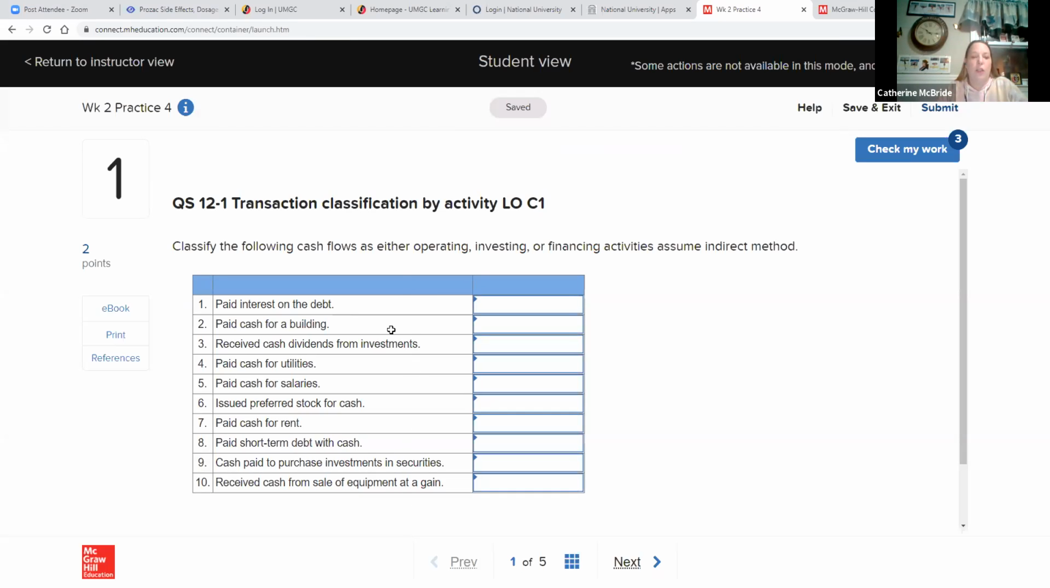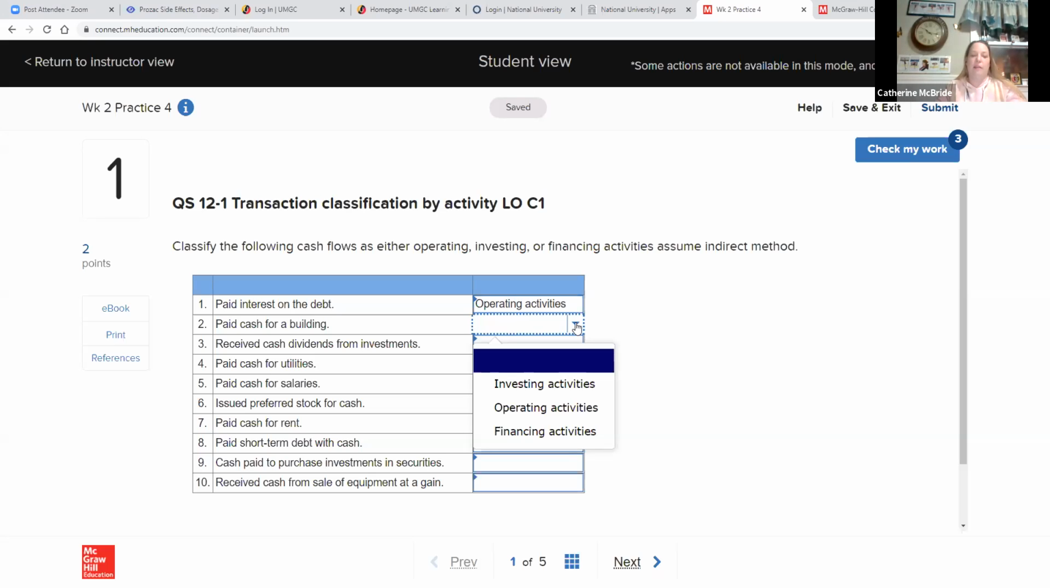This is the only thing you have to know about the cash flow statement. With the cash flow statement, all you have to be able to do is classify operating, investing, and financing. So operating is anything that you do to operate the business. Investing is buying plant, property, and equipment, selling plant, property, and equipment, or making an investment. Financing is like borrowing money from a bank or selling stock. So if we paid interest on the debt, that's actually operating. If we pay cash for a building, is that operating, investing, or financing?